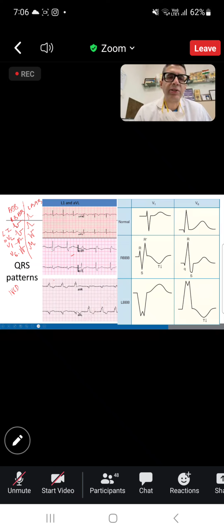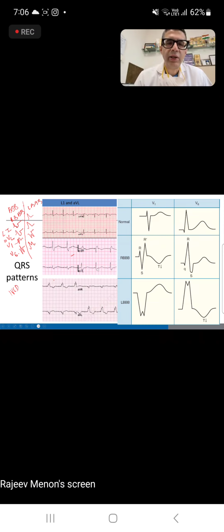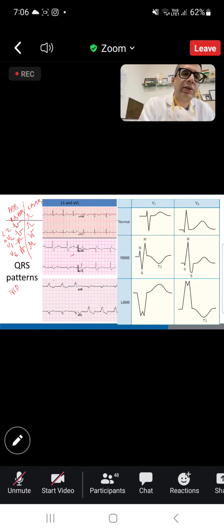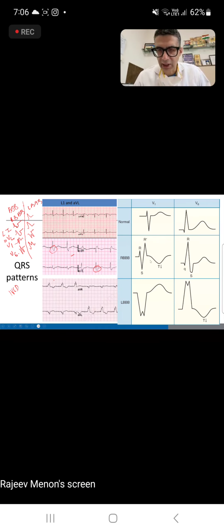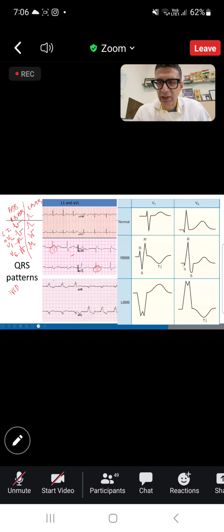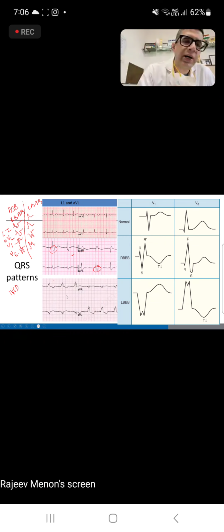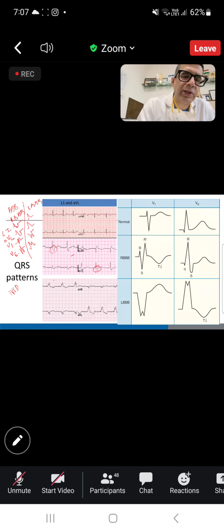In right bundle branch block, we mentioned the S wave in V1, L1 and AVL. So you can see that the S wave in L1 and AVL is prolonged. And in V1, you have the RSR pattern. And in V6, you have the QRS pattern. Yes, so that is the RBBB pattern. In LBBB, we said the R wave is slurred. So there is a prolongation of the R wave in L1 and AVL. And there is a W pattern in V1 and an M pattern in V6.